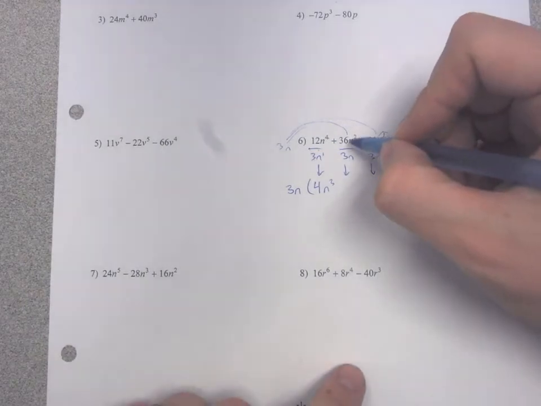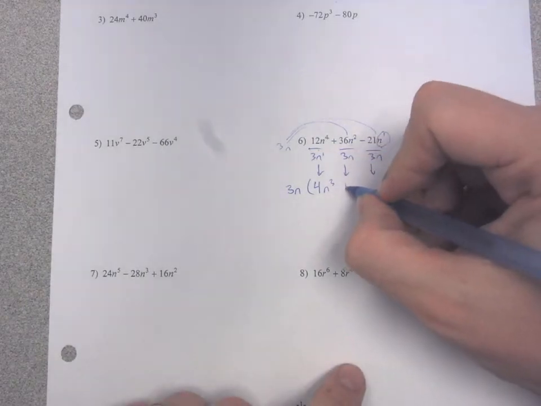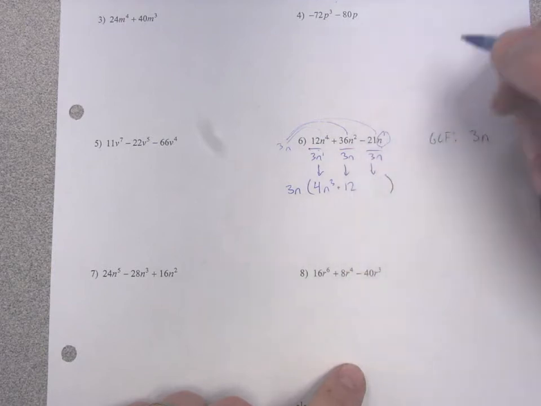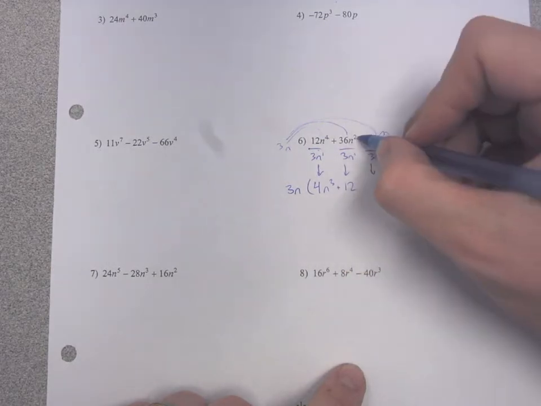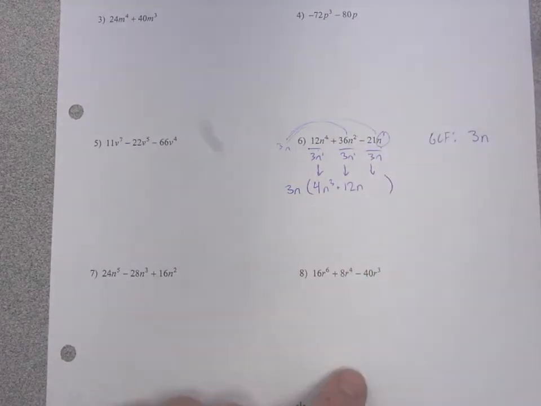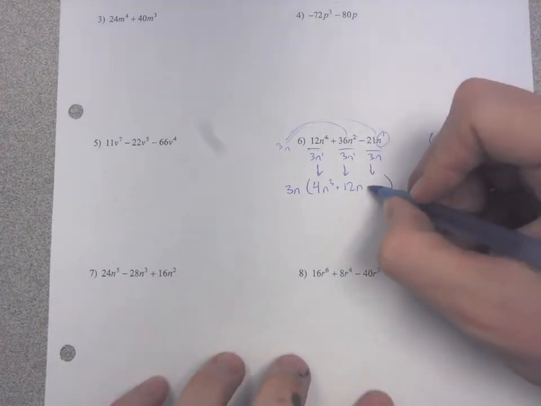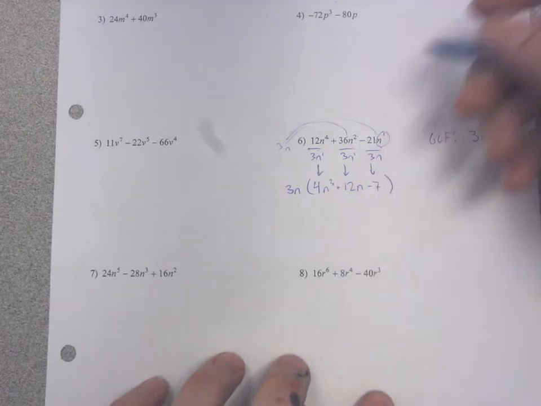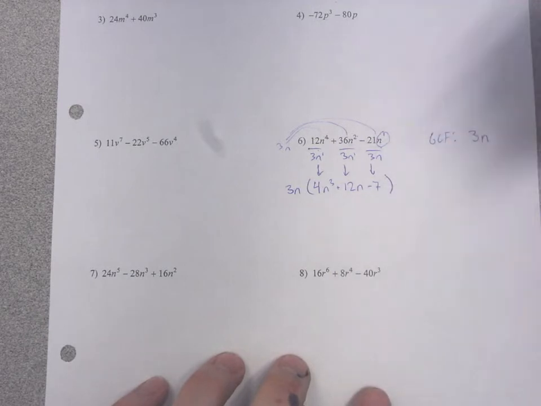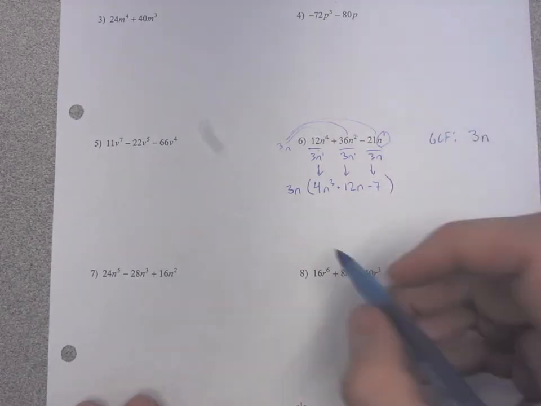Right here, I got 36 divided by 3. That's going to give me 12, and then n squared over n to the 1. Again, 2 minus 1 is 1, so that's n to the 1. Okay, here I have negative 21 over 3. That's going to give me negative 7, and then the n's cancel. They both are n to the 1, and so I don't need any. And so this is what's left over.